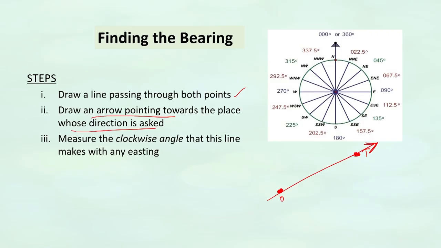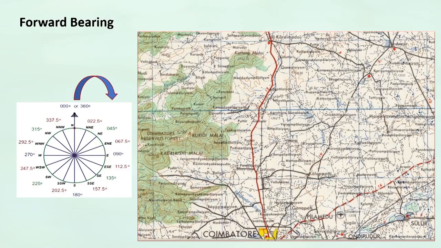Next, you can keep the protractor, and the 0 degree of the protractor should be facing the northern direction. You can measure the angle and find the exact angle shown in the protractor and say it as a bearing. Now, for example, one real time example, this is a topo sheet showing the Coimbatore area, Coimbatore region.